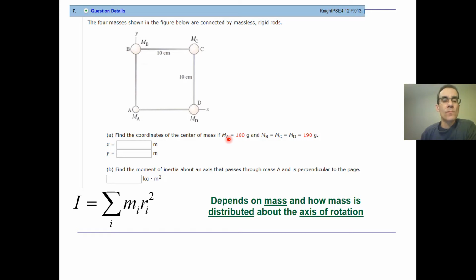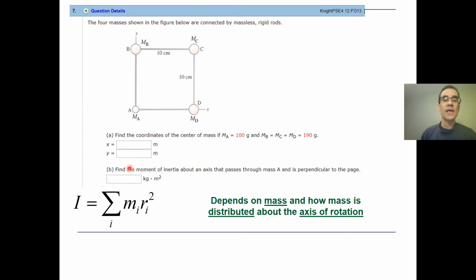Look, we have here a system that has mass, like this is a square, right? Four masses, connected by rigid rods: mass MA, mass MB, mass MC, mass MD. Can you find the coordinates of the center of mass? That is something we talked about already in a previous lecture. How do you find the coordinates of the center of mass? You have to use the expression for the center of mass.